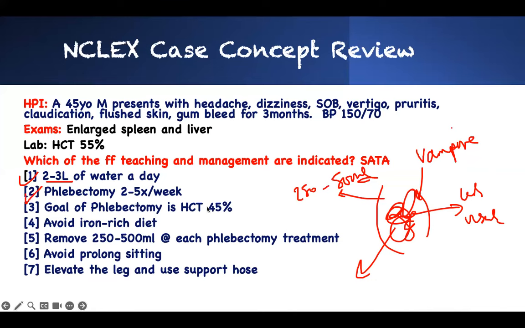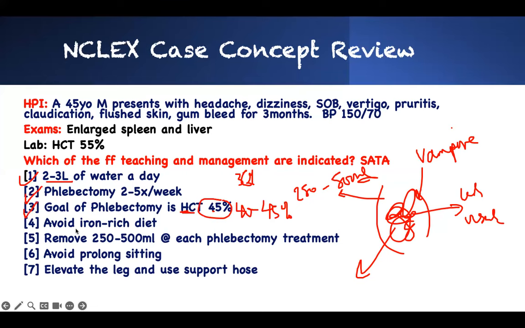The goal of phlebotomy is not to make your hematocrit like 36, like normal people. No way. We will kill you. That's not where you live. You live in 55 and 60. We can drop it a little bit to 45. So that's the goal. The goal is a hematocrit between 40 and 45, basically. So that's where we want to get it to.